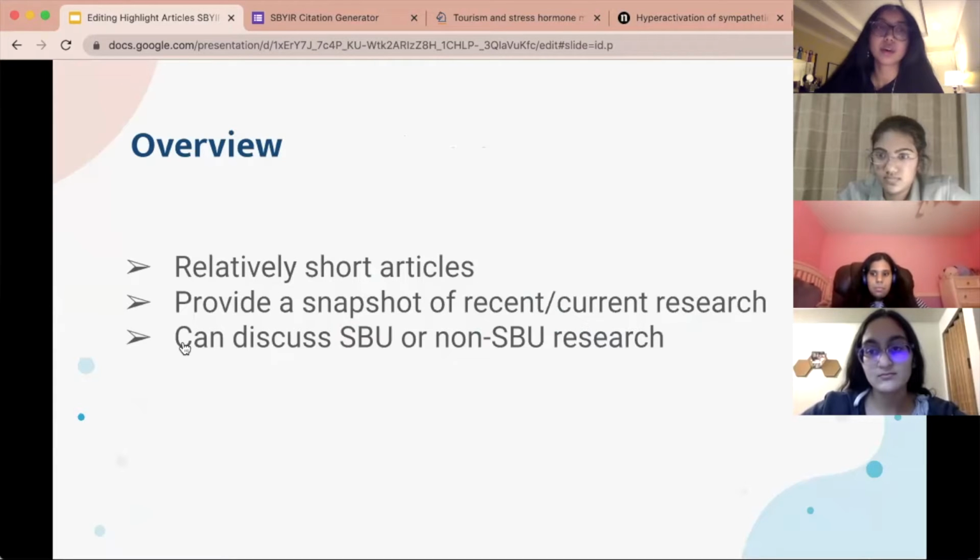So the goal of highlight articles is to provide a snapshot of recent or current research. So when our highlight writers write these pieces, we ask that they talk about research going on at Stony Brook, or they can talk about research going on at outside institutions.